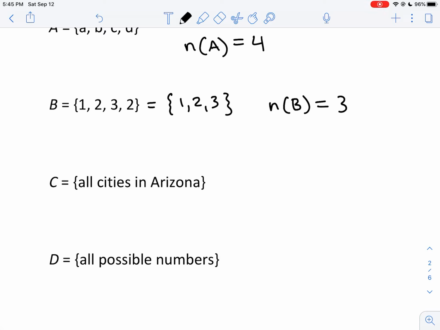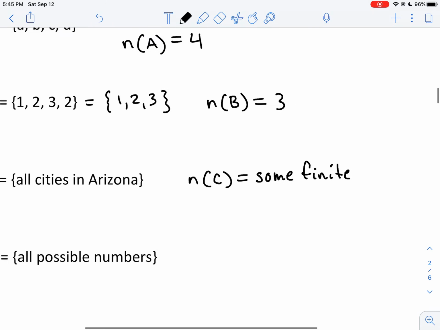C is a set of all cities in Arizona. I don't know how many cities there are in Arizona. We could look it up. Let's just say it's some number. We'll just say it's some finite number, right? Because there's only so many cities. When I say finite, I mean the opposite of infinite. Some finite number. Maybe someone can look it up. Let's say do some research.